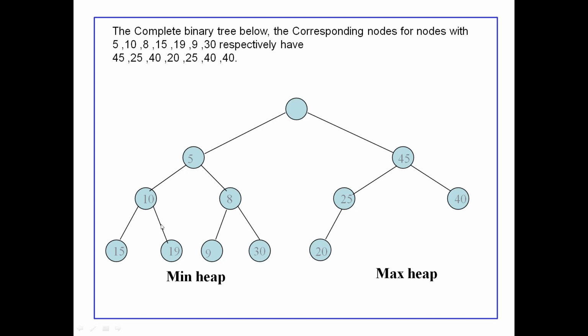Let's take from the minimum heap the node 9, and from the right side maximum heap there is no corresponding element for 9, so the parent of node 9 is 8 and the corresponding element of 8 is 40, so the corresponding element of the node 9 is also 40. Let's see the complete binary tree below the corresponding nodes for nodes 5, 10, 8, 15, 19 and so on. Let's see one by one.